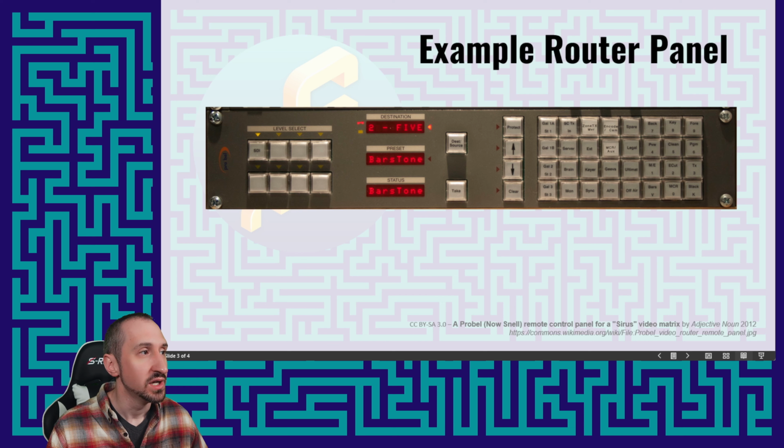And you can do what's called a full route, where you're routing the entire signal, which includes audio and ancillary data, things of that nature. But you could do what's called a breakaway route, where you only choose one of them. So let's get into it really quick.